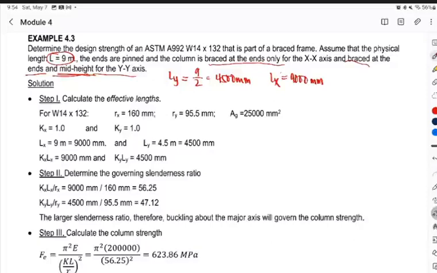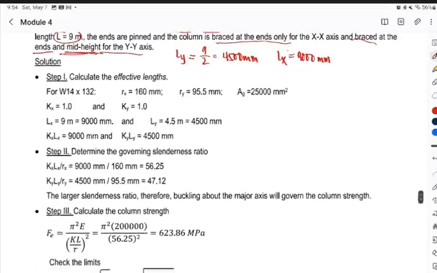Okay, ASTM A992 is again Fy being equal to 345 megapascal. And our section is W14 by 132. The section details, hanapin mo sa section database. So here, the solution step 1 is to calculate the effective lengths. Okay, so ito yung mga details ng W14 by 132. R sub x is 160, R sub y is 95.5, and the gross area is 25,000 square millimeter.